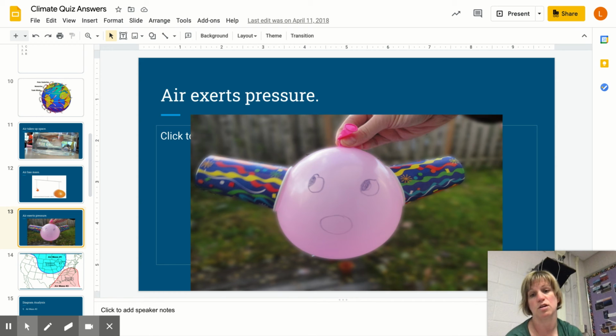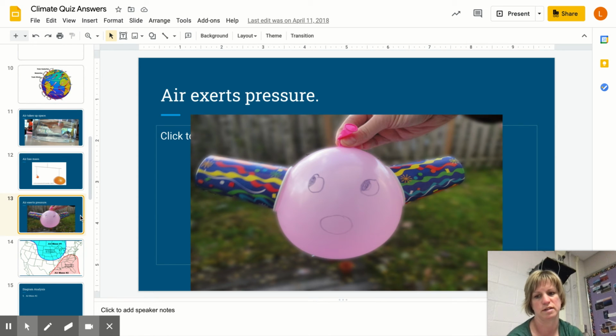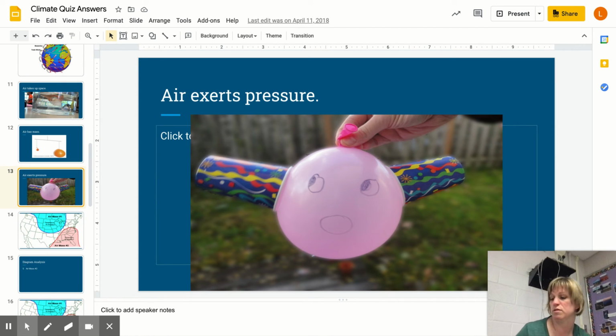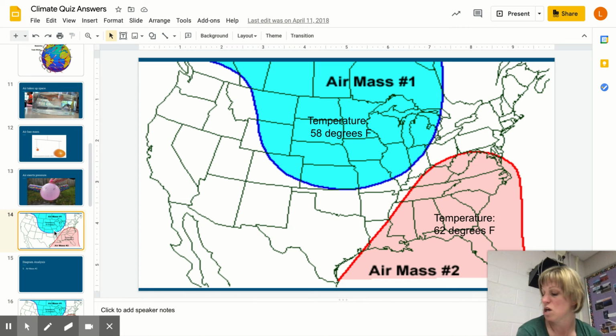Again, you get to pick your demo there that you want to draw and explain. Okay, so what might have been the most challenging part of this whole quiz was this diagram analysis, which I probably should have called a map analysis.